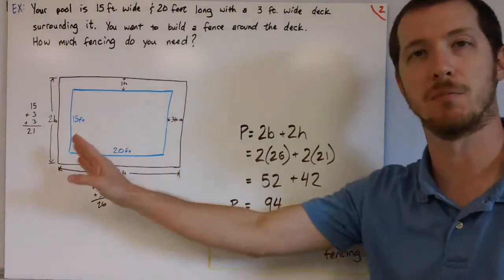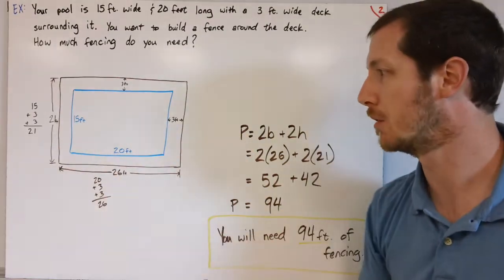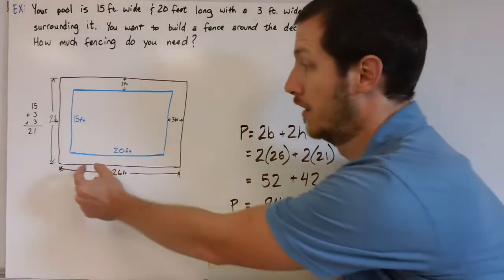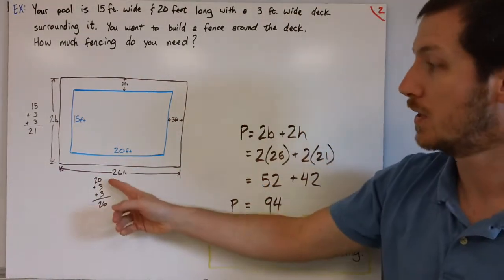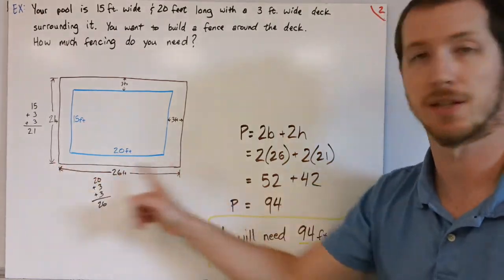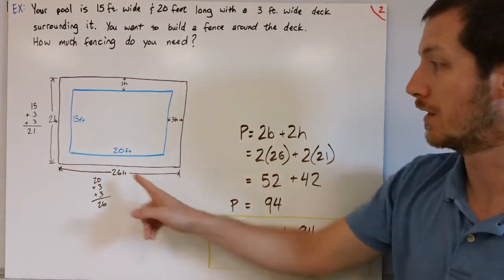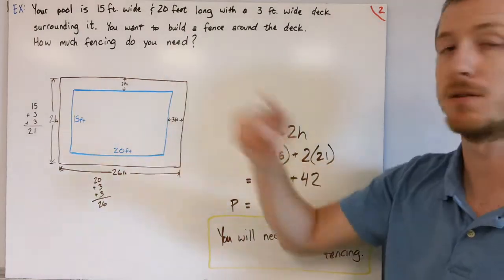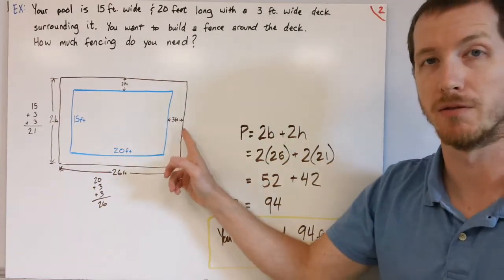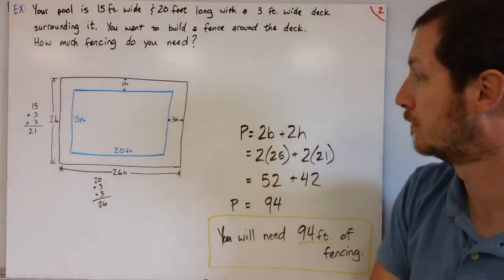And then let's take the base, or the other length of our pool, which is 20 feet. And again, we've got 3 feet on this side, 3 feet on this side. So 20 and 3 and 3 gives us a 26-foot long fence on this side. Of course, this is 26, this is 26. If this is 21, the opposite sides of a rectangle are the same, so that would be 21.